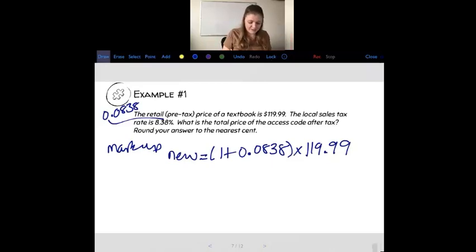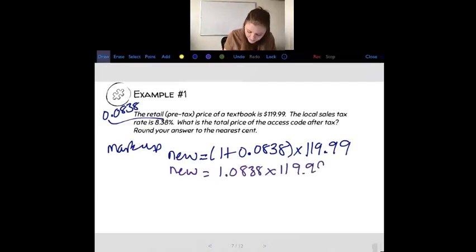Okay, so I'm going to rewrite this as new is equal to 1.0838 times 119.99. So notice, just kind of as an aside, 1.0838, if you were to write this as a percentage, it would be 108.38%. So you're paying not only the price of the textbook, but the percentage on top of that as well. So that's where this formula is coming from.